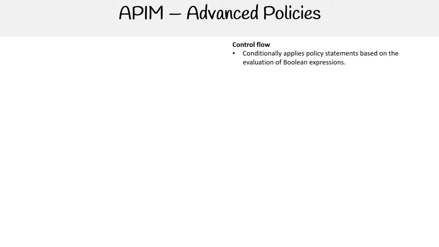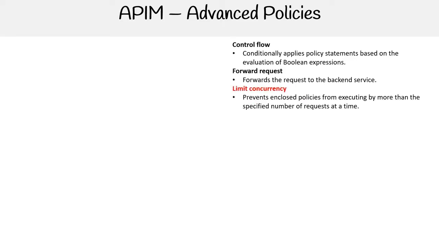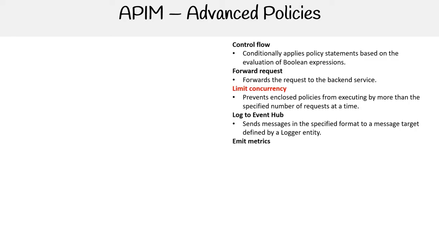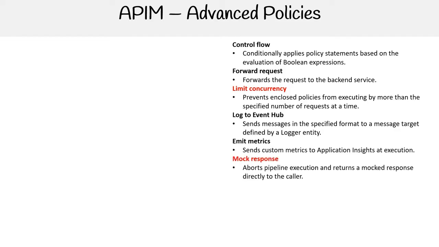So here we have control flows. So conditionally applies policy statements based on the evaluation of Bool expressions. Forward request, so forwards the request to the backend service. Limit concurrency, so prevents enclosed policies from executing by more than the specified number of requests at a time. Log to event hub, so sends messages in the specified format to a message target defined by a logger entity. Emit metrics, so send custom metrics to application insights at execution. Mock response, so aborts pipeline execution and returns a mocked response directly to the caller.